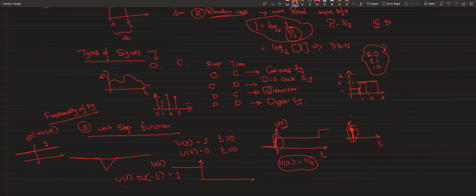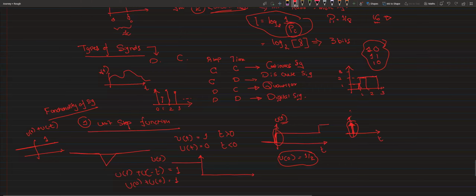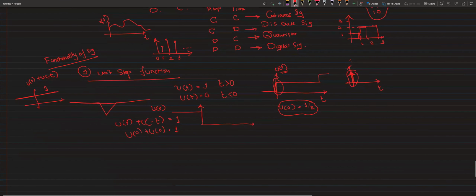And now if I substitute t equals 0, then what will it be? u of 0 plus u of 0 equals 1. So mathematically, u of 0 will be 1 by 2. Agree? Two times u of 0 is 1, so u of 0 is half.